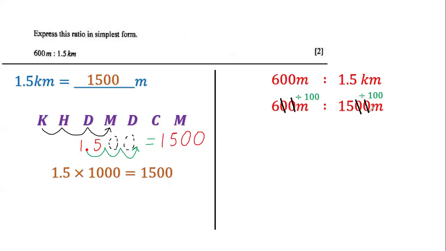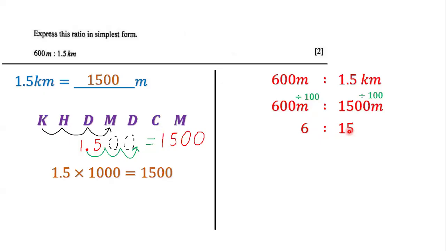All right, so we divide by 100, and essentially when we divide by 100, we just get rid of the zeros. So that means that we are going to be left with 6 and what? 15. 6 and 15. So let's go ahead and simplify that. 600 divided by 100 is 6, and 1,500 divided by 100 is 15. So we have 6 to 15. So we're done, right? It's just 6 to 15.